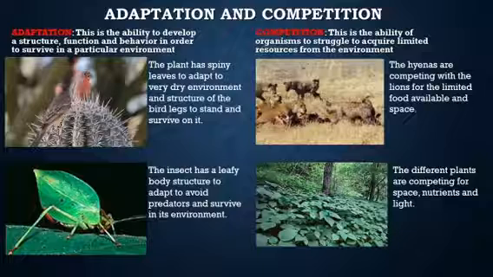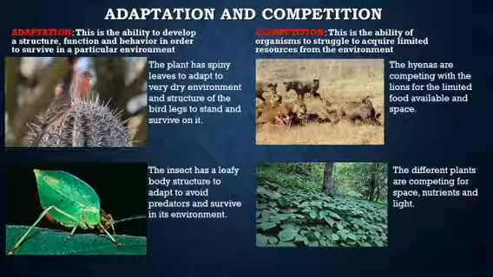The plant has spiny leaves. This helps them to survive in a dry environment, and the structure helps them to minimize what we call transpiration, or loss of water. And the bird's legs are adapted to find their way to take their rest on it.